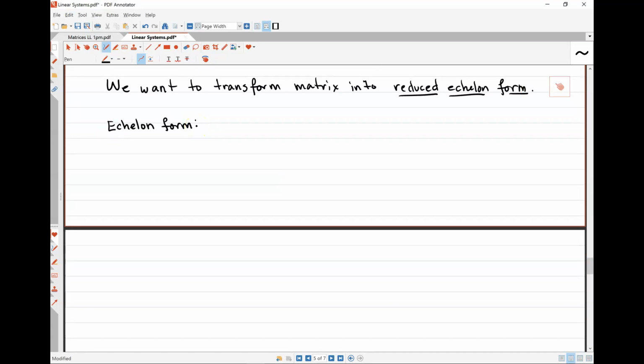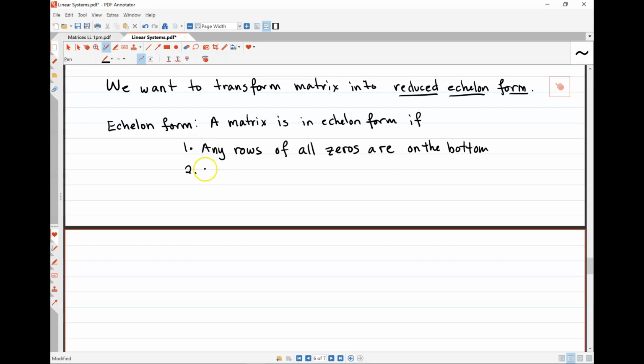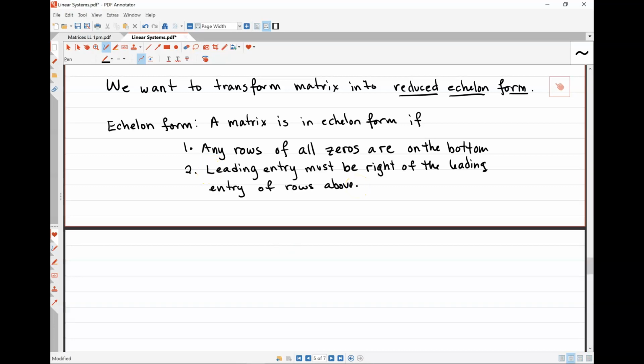So we say a matrix is in echelon form if it satisfies two conditions. The first one says that any rows of all zeros have to be at the bottom. The second rule says that the leading entry in any row has to be to the right of the leading entry in any row above it. Okay, and just to make sure we're all on the same page, I'll just say that the leading entry is the first non-zero entry in a row. So let's take a look at an example.